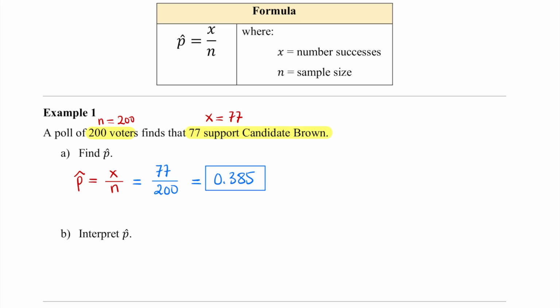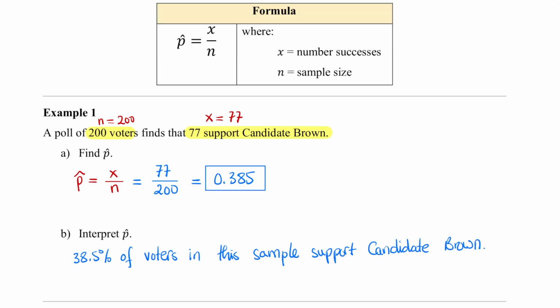Now, let's interpret this result. A sample proportion of 0.385 means that 38.5% of the voters in this sample support candidate Brown. Notice that we are describing the sample, not necessarily the entire population.